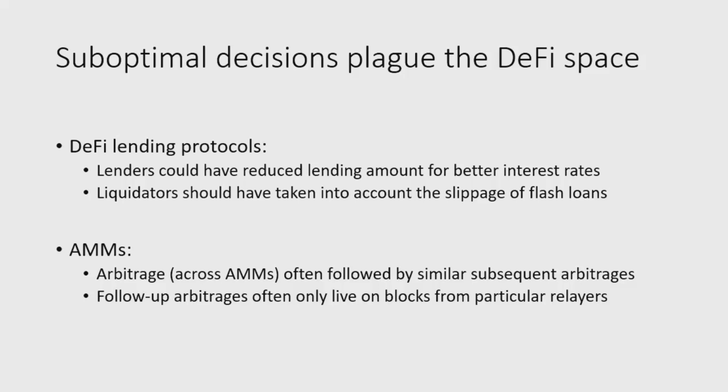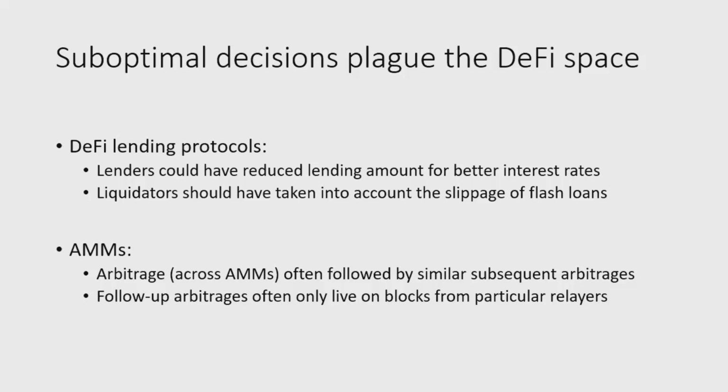One is in the lending protocols, and there are actually two aspects of that. First, lenders to the DeFi lending protocols could have reduced their lending amount for a better interest rate and boosted their lending profit. And the second is that liquidators should have taken into account the slippage when they take out flash loans to liquidate these holdings.